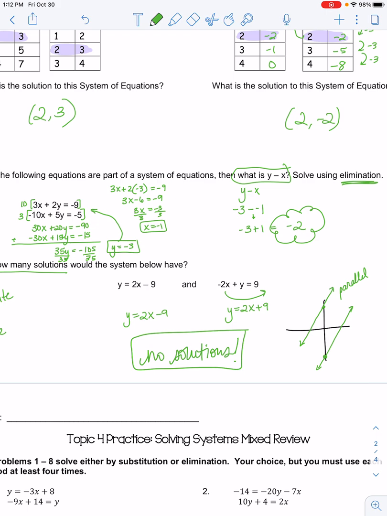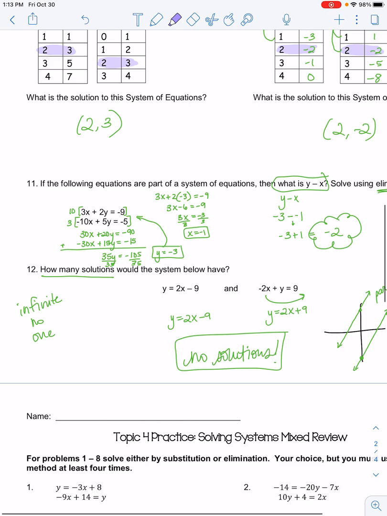Okay, just keep in mind, if it was the same line, they would have infinite solutions. If it was two completely different lines, they'd have one solution. And this is a different question than what are the solutions. How many is a different type of question than what are they? It's like saying, how many pieces of candy do you want? And you say Reese's. And I say, no, how many do you want? And you say, I want Reese's. It's a different kind of question. You have to make sure your answer matches the question.